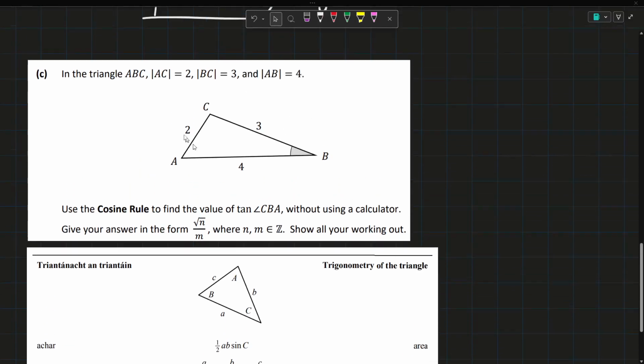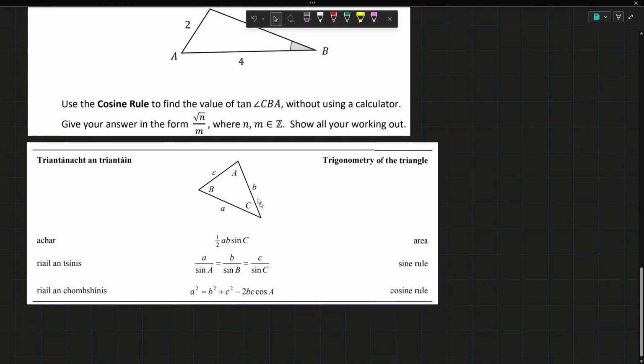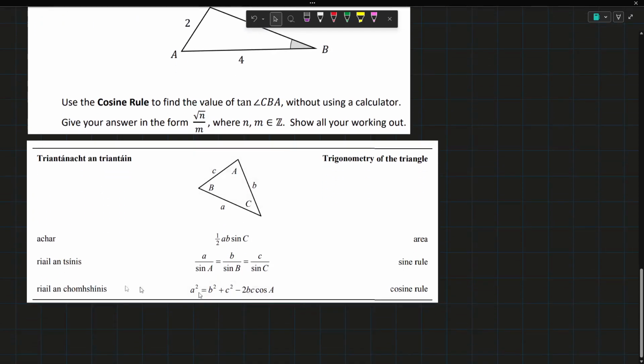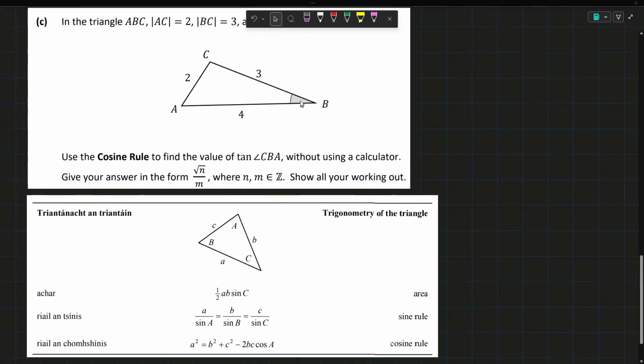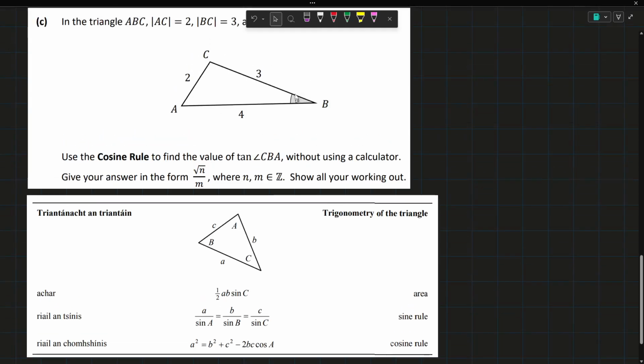In part C then, we're given a triangle and told to use the cosine rule to find tan of CBA. So here we have the cosine rule down here. You can see our C value, cos A is what we're looking at, so A is the angle we're interested in. It's called B for some reason, so it's kind of confusing.